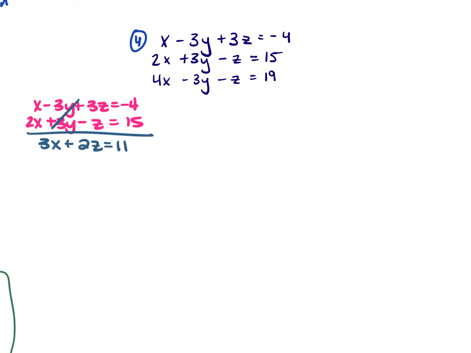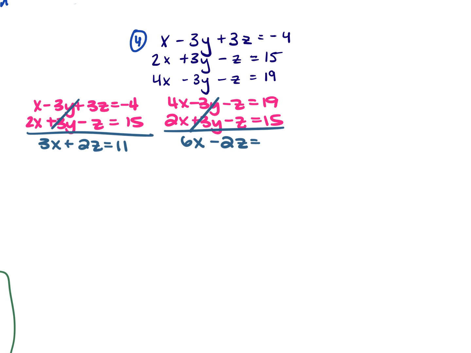And then we're going to start all over again, use that bottom equation of the 4x minus 3y minus z is equal to 19 and the middle, so that way they're opposites. So you have 2x plus 3y minus z is equal to 15. Again, combine your like terms, or your y's cancel. You're going to be left with 6x minus 2z is equal to 34. From here, you're going to use the two new equations that you have. So that's that 3x plus 2z is equal to 11, and the 6x minus 2z is equal to 34.